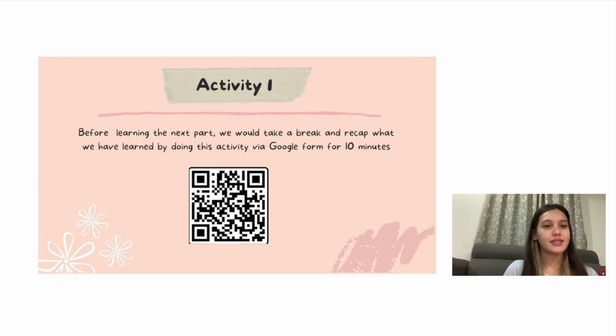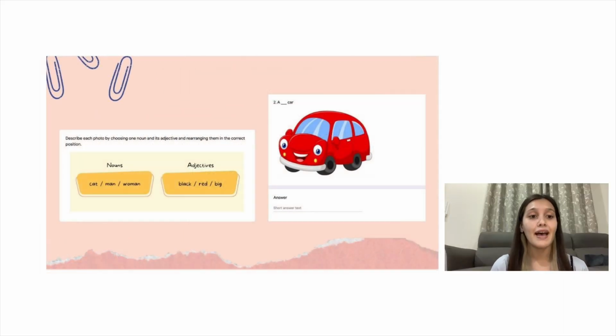Before moving on to the next section with teacher Peera, I have assigned you an activity 1. You can take a break and recap what we have learned by doing this activity via Google Form for 10 minutes. In the activity, there will be pictures and words, which are nouns and adjectives. The goal for this activity is to match the picture with the given words. The objective of this activity is to make you understand the position of adjectives and relax before going to the next topic. So, do your best and good luck!